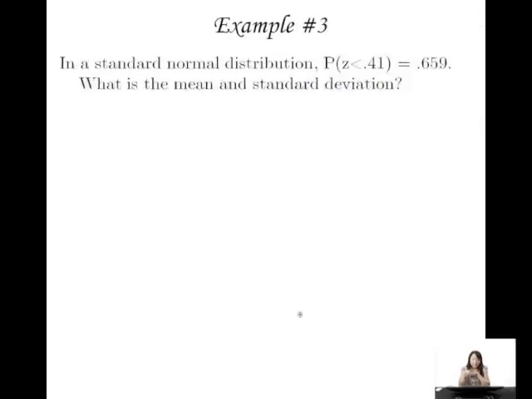Here's example 3. In a standard normal distribution where P of z-score less than 0.41 is equal to 0.659, what is the mean and standard deviation? Actually, this is a trick question. Before you go off and try to find z-score and all this stuff, note that it says standard normal distribution. And in every standard normal distribution, the mean is 0 and the standard deviation equals 1. Ta-da!